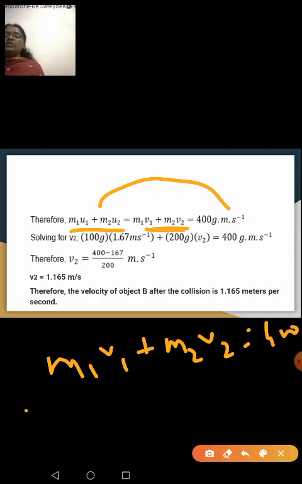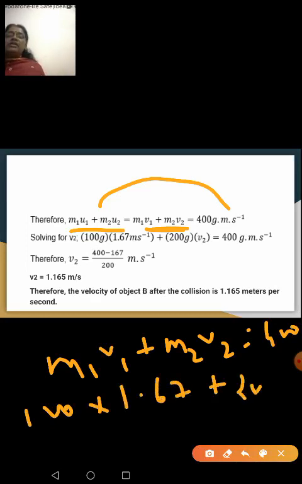Let's substitute the values. 100 for m1, v1 is 1.67, and m2 is 200, v2 is not given. Now when we do 100 into 1.67, this will give me 167. Why? It's a decimal number. When you multiply by 100, the decimal point gets removed and it becomes 167.